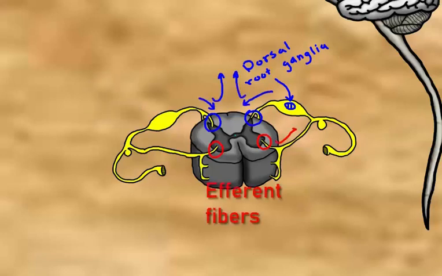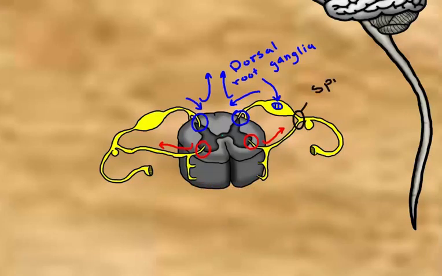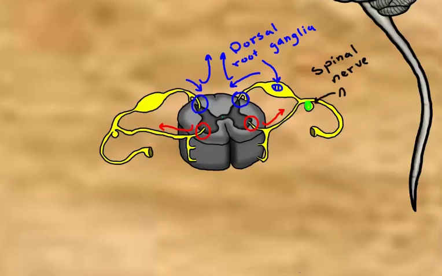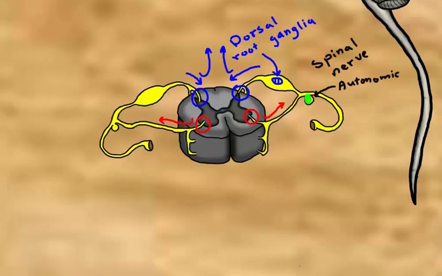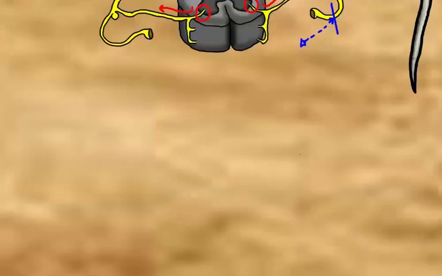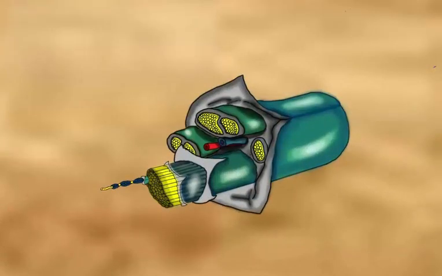Fibers leaving the ventral horn are motor efferent fibers. Now these fibers join together, forming a spinal nerve. An autonomic ganglia could be found in certain spinal nerves. Now let's take a cut and see what spinal nerves are made of. Now this is our spinal nerve.